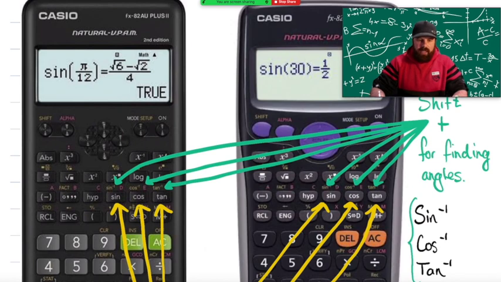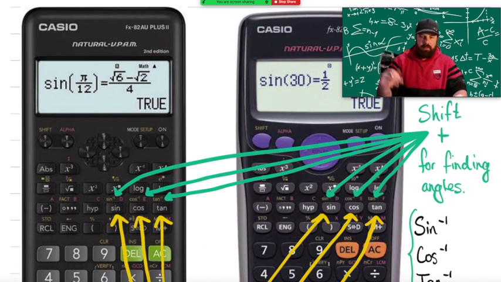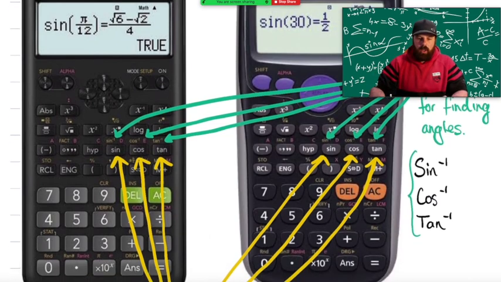Up above sine, cosine and tangent, you can see sine, cosine and tangent with a little power of -1. To get them, you press shift and then you press sine, cosine or tangent, and that sine with the little -1, or cosine or tangent, helps tell us something about the angle of a triangle. So let's scroll on down, look at some examples and how we use our calculator with trigonometry.